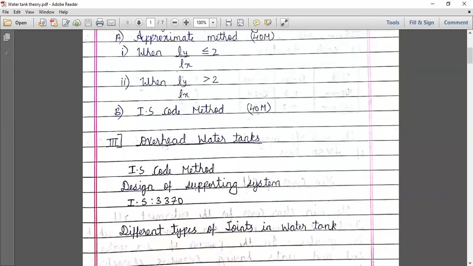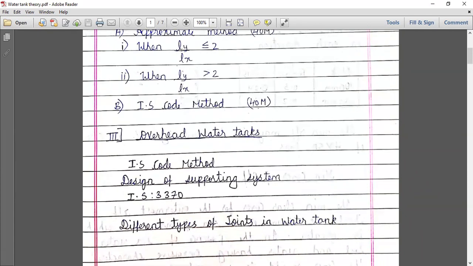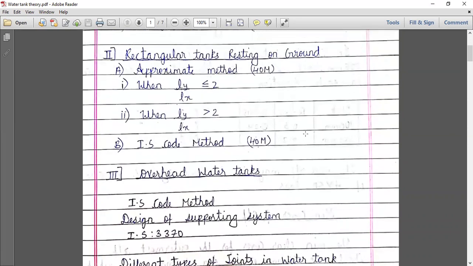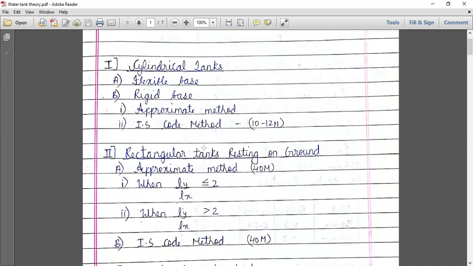Overhead water tank is designed only by the IS code method, and the design of the supporting system is based on IS 3370. And then one more theory, you have different types of joints in water tanks. I hope this classification of numericals is clear to everyone. So these are the various types of numericals which we are going to see in this chapter or module.